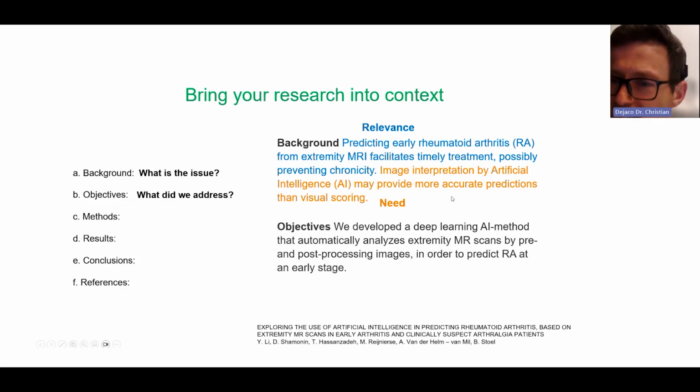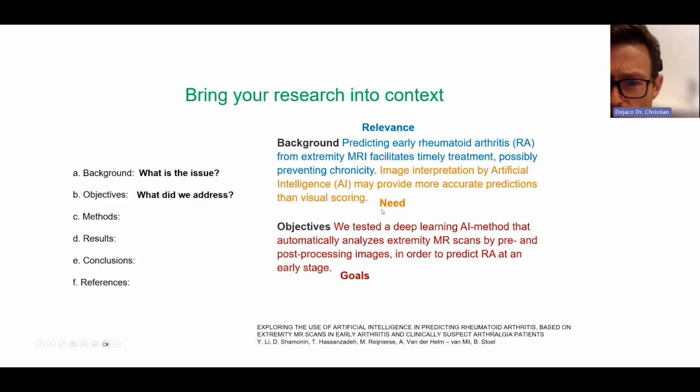And then what is the need? Why do we need a study? Actually, we need it because image interpretation by AI may provide more accurate predictions than visual scoring. So this is concise and very clear, brought into the context. And then the same for the objectives, it needs to be very clear, short, what did we do in this study? We tested a deep learning AI method that automatically analyzes MRI scans by pre and post processing images in order to predict RA.